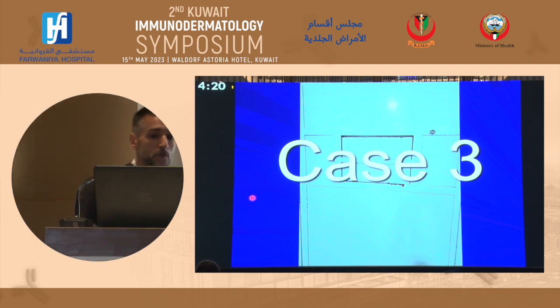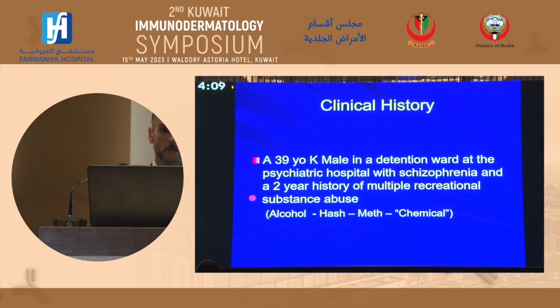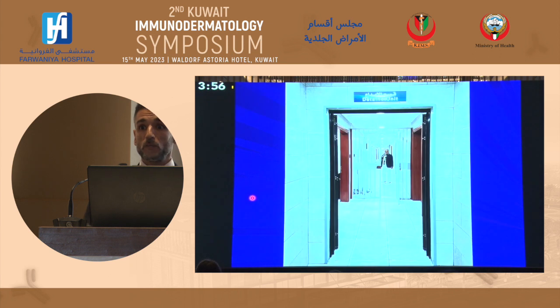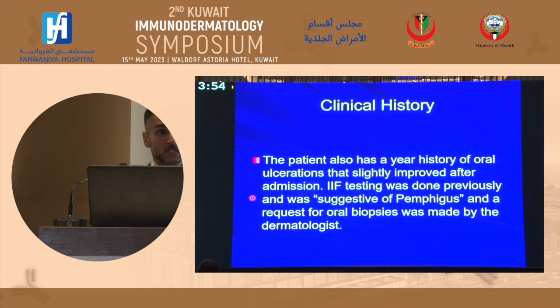A 39-year-old Kuwaiti male in a detention ward at the psychiatric hospital with schizophrenia and a 2-year history of multiple recreational drug abuse. The patient also has a 1-year history of oral ulceration. The oral ulcerations got a little better after admission to the psych ward. And indirect immunofluorescence done previously, before I saw the patient, suggested that the patient has pemphigus.